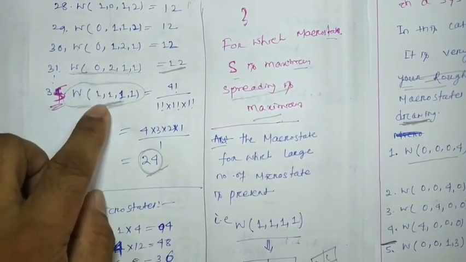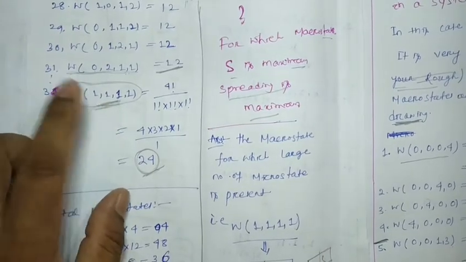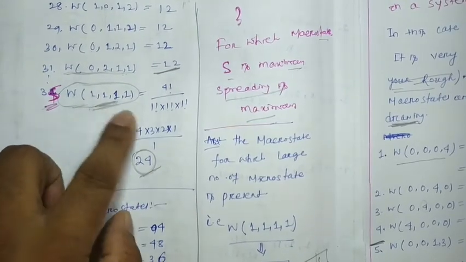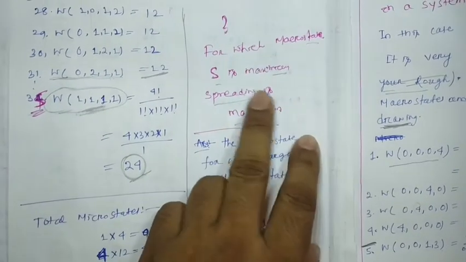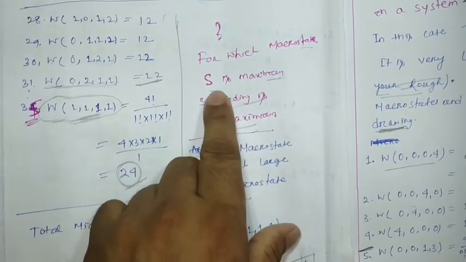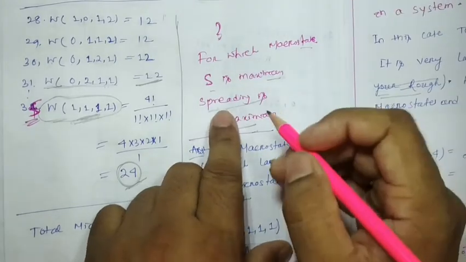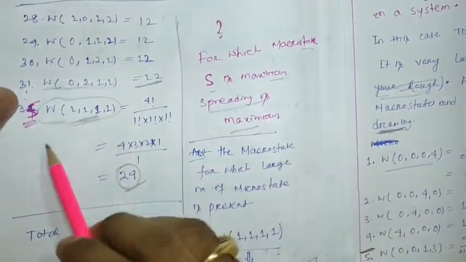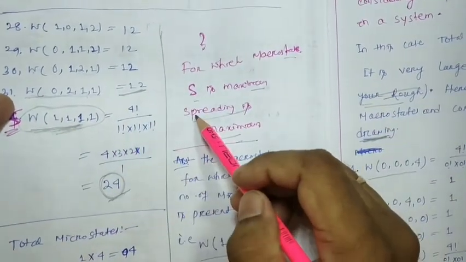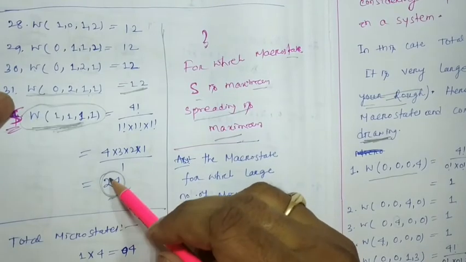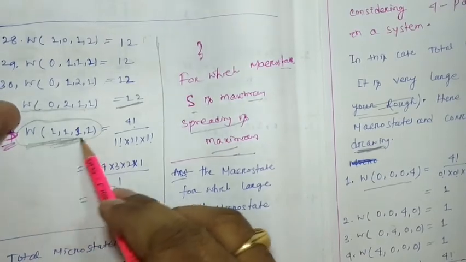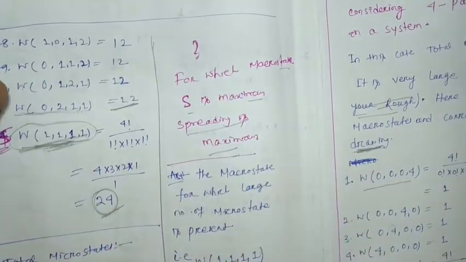This macrostate has a large number of microstates, which means this macrostate has maximum spreading. Maximum spreading means maximum entropy also, we can say. For this macrostate, maximum entropy, maximum spreadness, or the maximum number of microstates is possible. So this macrostate is also called the most probable state.